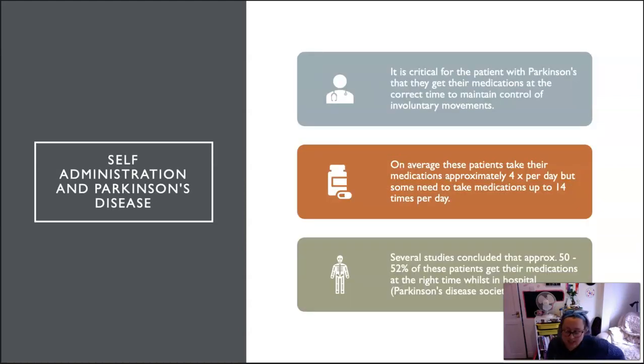One of the key things, especially within healthcare, is the self-administration of Parkinson's disease medications. It's critical for the patient with Parkinson's disease that they get their medication at the correct time to maintain the control of their involuntary movements. Different patients will have different medication requirements. On average, these patients take their medications approximately 4 times a day, but some patients need to take medications up to 14 times a day.